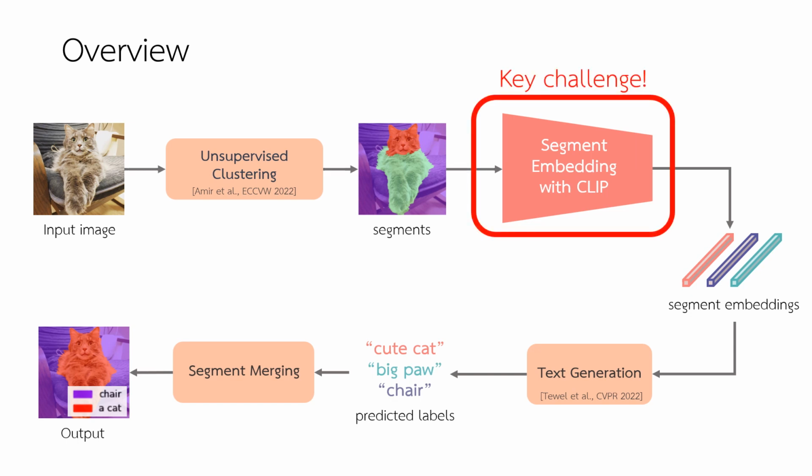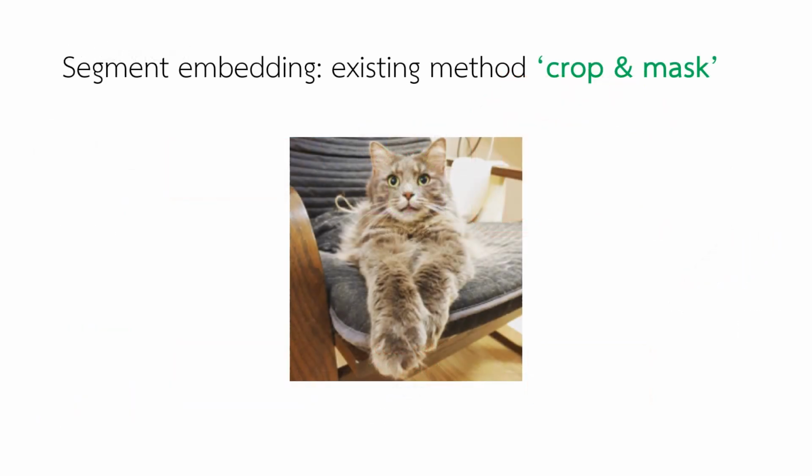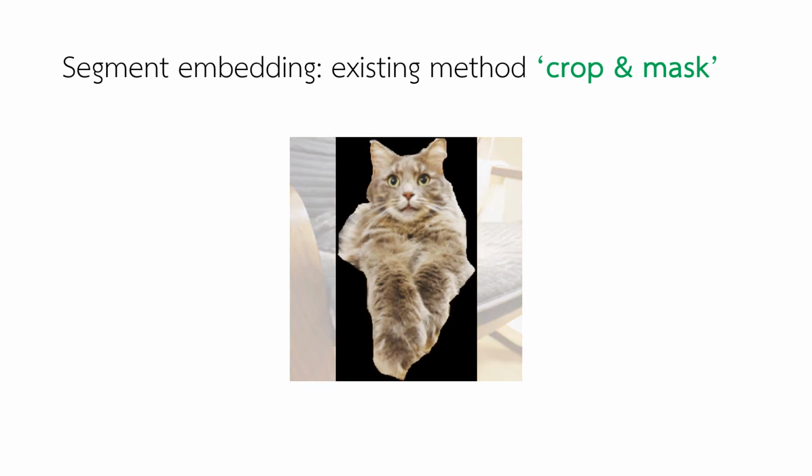The key challenge in this work is how to embed a segment into CLIP's latent space, which typically takes a whole image as input, not a segment. To solve this, many existing methods simply crop and mask the input image. However, since these masked segments look different from the full images CLIP was trained on, some additional fine-tuning of CLIP on a dataset of masked images is usually required.